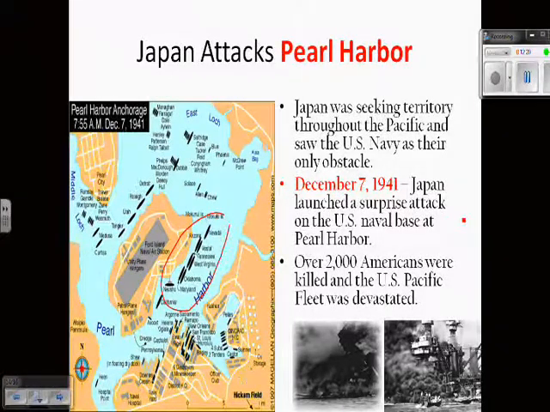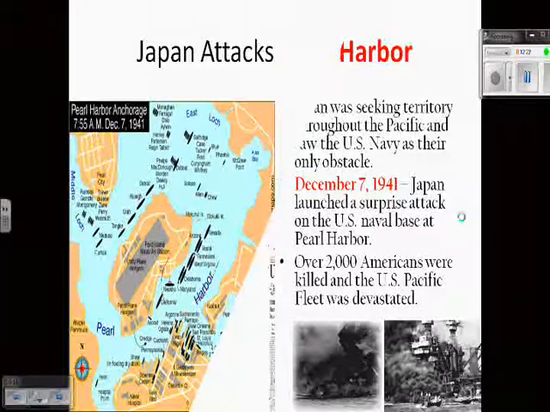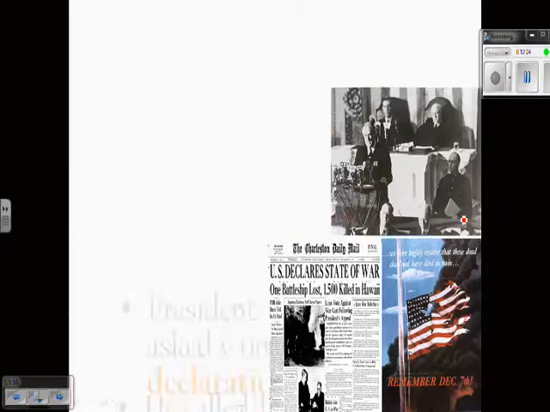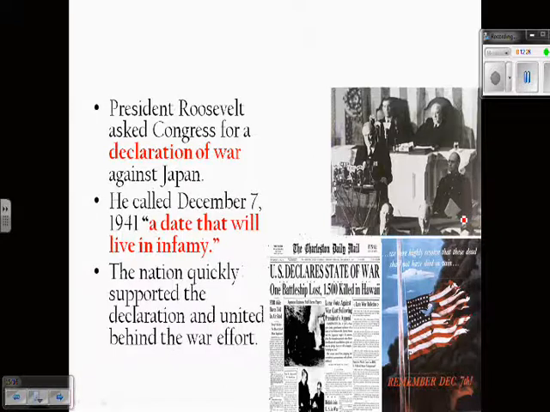Right, 2,000 Americans were killed, and as a result, FDR asks for a declaration of war against Japan. Okay, Congress approves. We are now involved in World War II. Right, December 7th, 1941. The nickname is a date that will live in infamy. Okay, you need to know that as well. The United States is now involved in World War II.